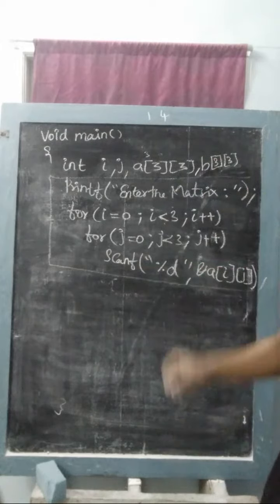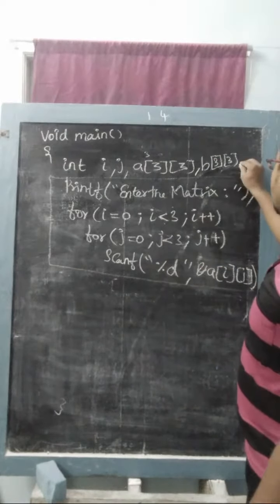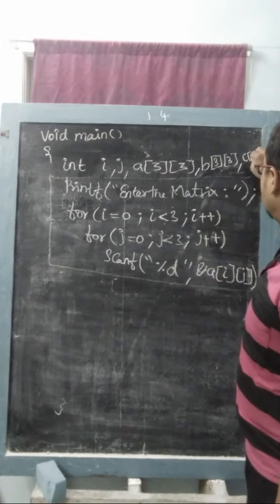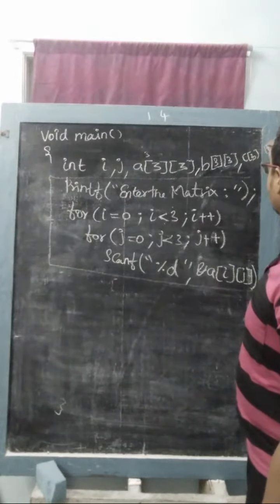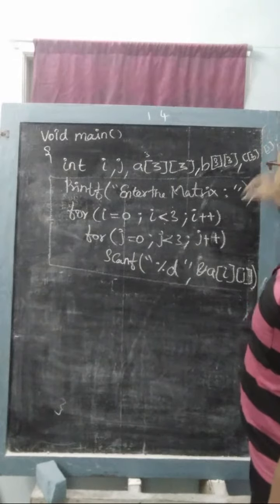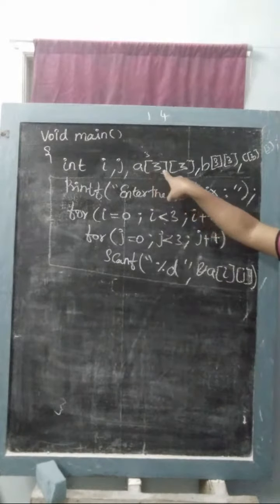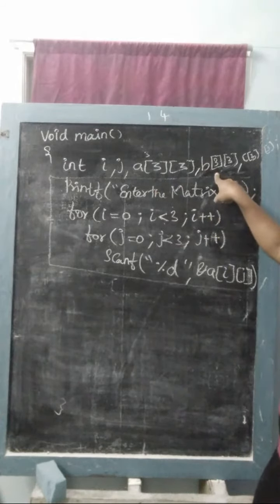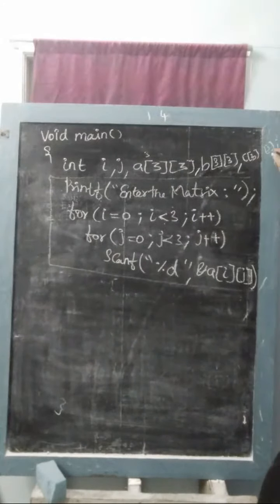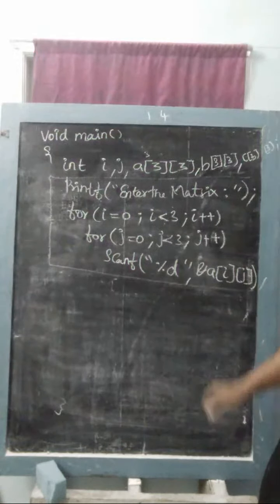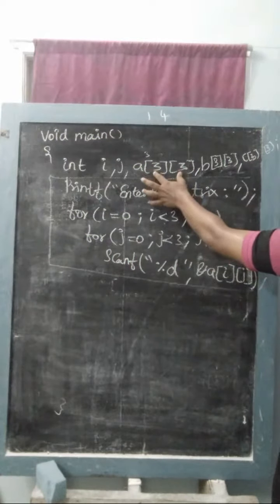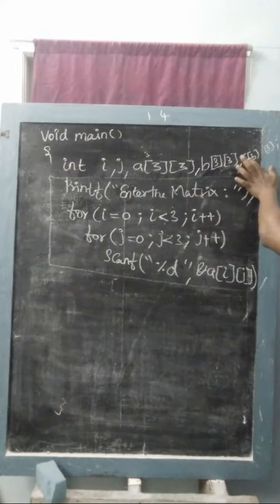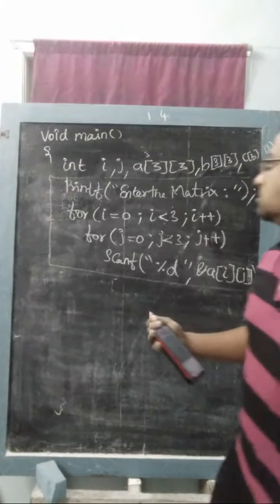B of 3 of 3 is the second matrix, and the next one, the resultant matrix, is C of 3 of 3. You just make it like that. A of 3 of 3 is the first matrix, B of 3 of 3 is the second matrix, and C of 3 of 3 is the resultant matrix, because we are going to add the A matrix and the B matrix, and the result is stored into C. Okay, I am just giving an idea.